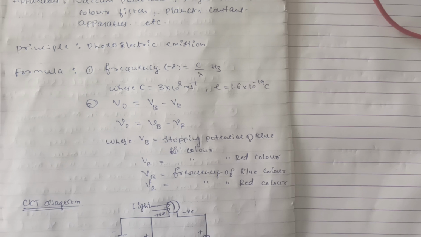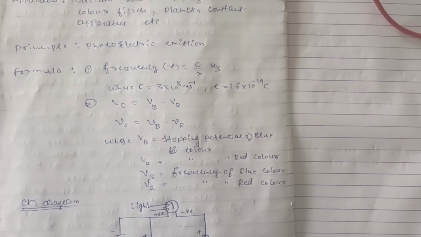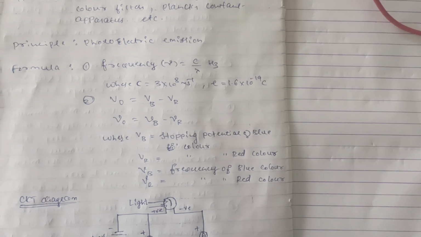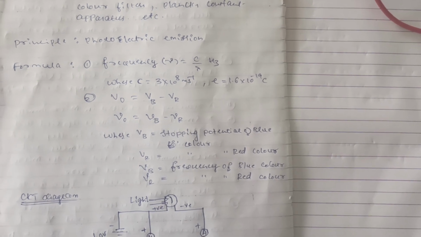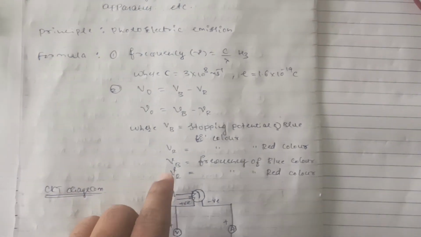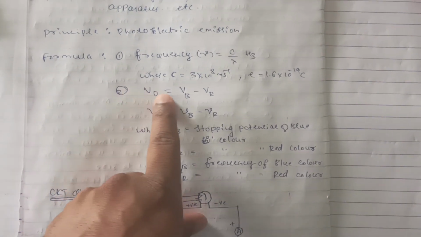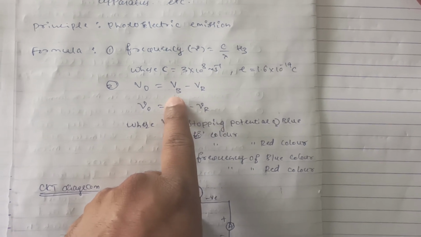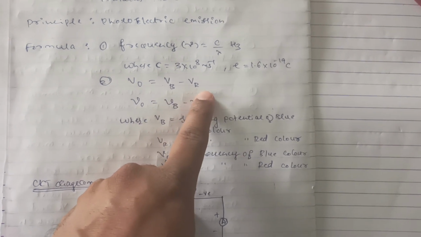Now see, c is the speed of light in vacuum, that is 3 into 10 raised to 8 meter per second, and e we can also use lastly. The e value is 1.6 into 10 raised to minus 19 coulombs. Now see, V naught is the stopping potential. V naught equals Vb minus Vr, meaning the stopping potential of the blue filter minus that of the red filter.